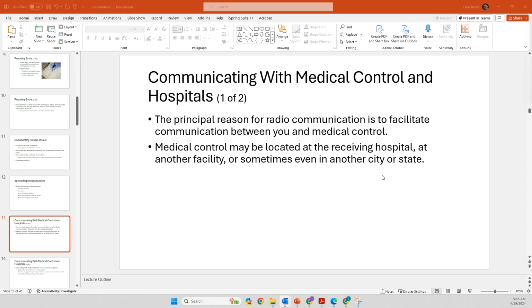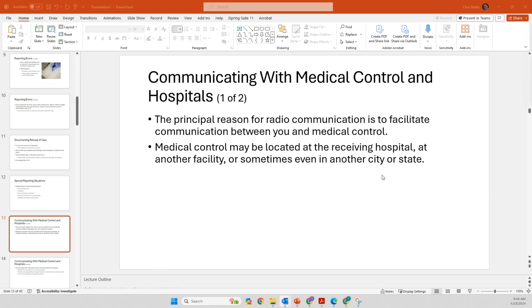Medical control. As we learned earlier in our previous chapters, medical control comes in two forms. Online medical control, meaning you are talking to them on the radio, on the phone, in person, whatever, you are dealing with the physician at the time, versus offline medical control, which is your protocol to do something. So we're going to talk a little bit about online.